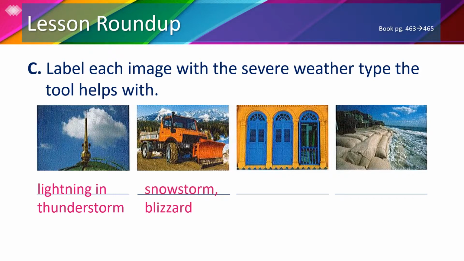The third picture is of doors and railings. This helps protect people against strong winds, which come from thunderstorms or hurricanes. And finally, the last picture shows sandbags piled up along a flooding river. This will help control the flow of water, which could be caused by hurricanes.